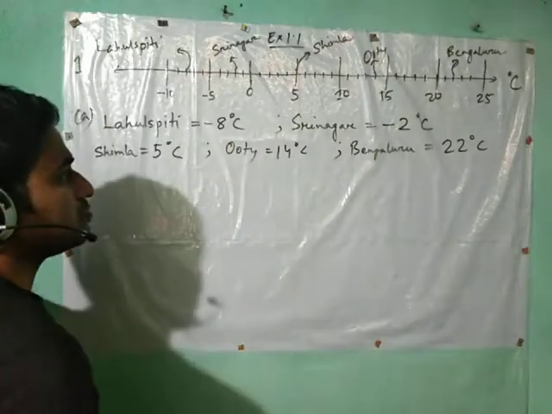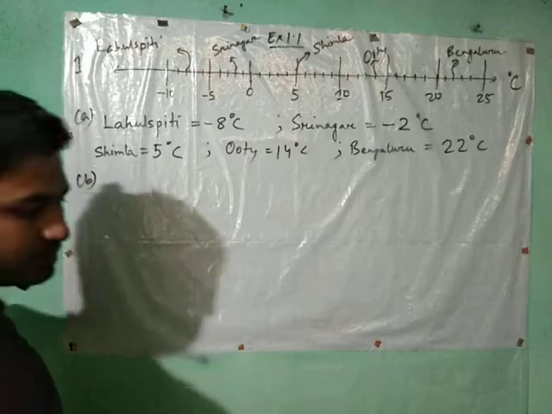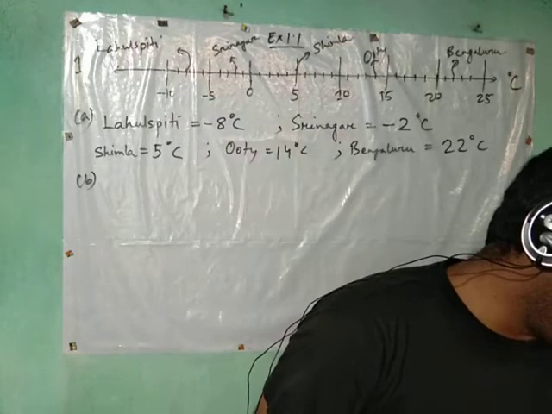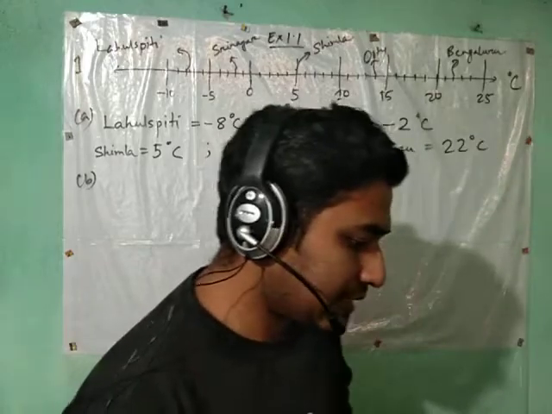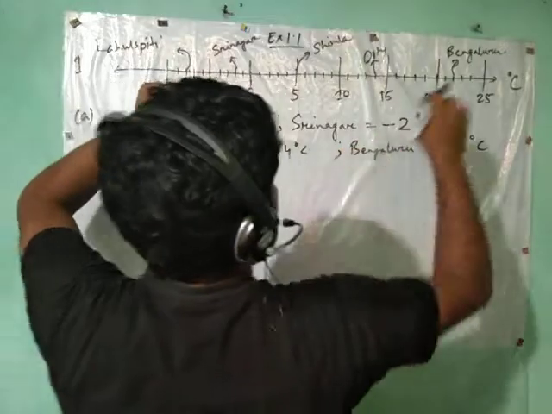Now, come to question number B. What is there in question number B? What is the temperature difference between the hottest and the coldest among the above? Now, hottest place. What is the hottest?